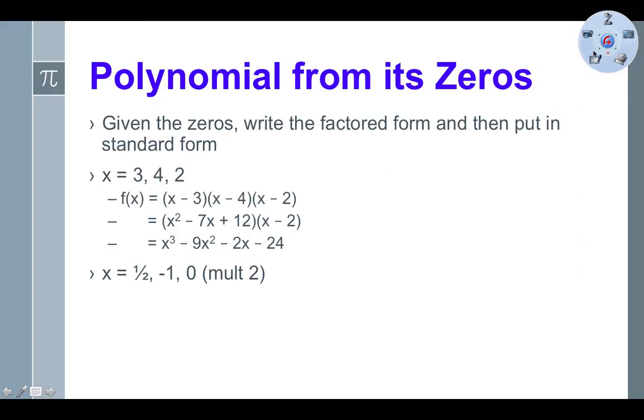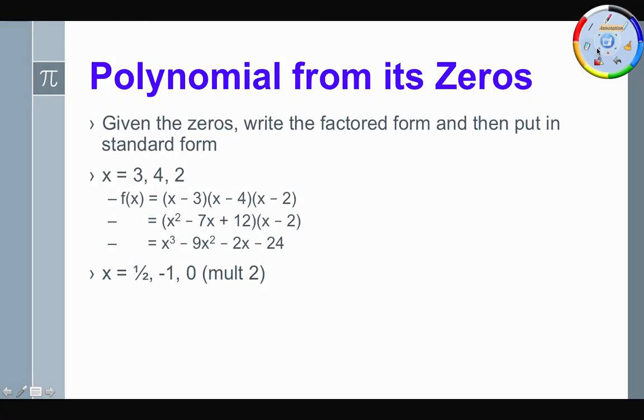There we go. We write the next one in factored form here. We would say the 1/2, that's the tricky one. So let's deal with first the 0. If x is 0, that means I get x by itself. And it's a multiplicity of 2, so it's squared. The -1 would be x plus 1.